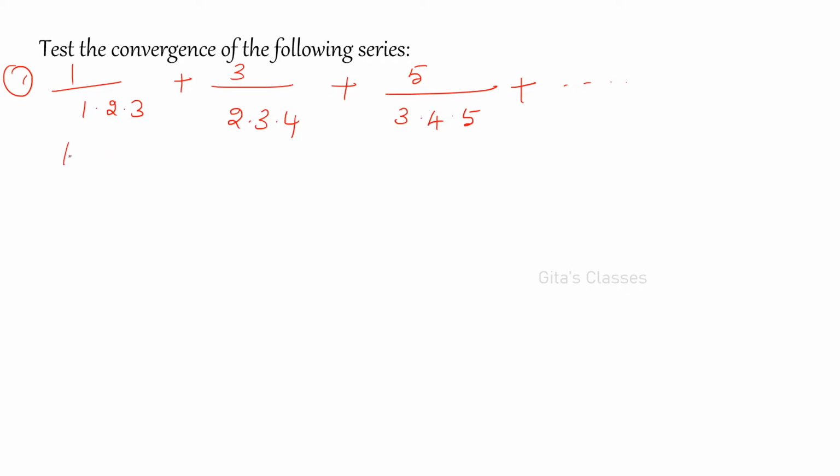So what is un? Nth term will be in the numerator. You just see the pattern, how it is going. So 1, 3, 5, etc. That means 2n minus 1, that is odd numbers, right? So 2n minus 1. And in the denominator you have 3 terms in every term: 1, 2, 3; 2, 3, 4; 3, 4, 5 and so on.